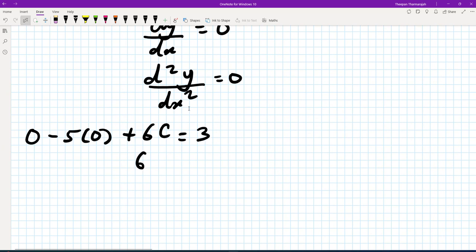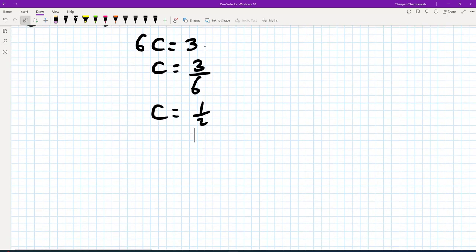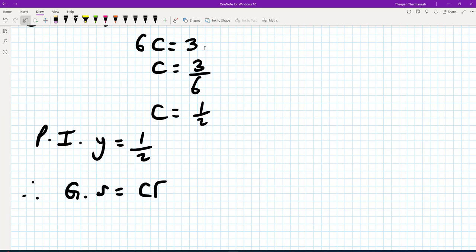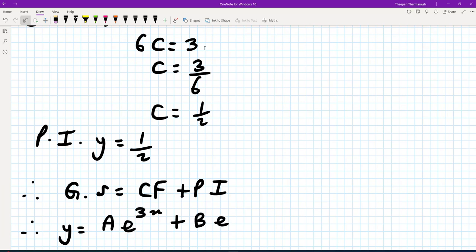So that just gives me 6c is equal to 3. c is equal to 3 over 6. c is a half. So we can say our particular integral PI is y equals a half. So therefore our general solution GS is the complementary function plus the particular integral. So in our case, therefore, y is a times e to the power 3x plus b times e to the power 2x plus a half.